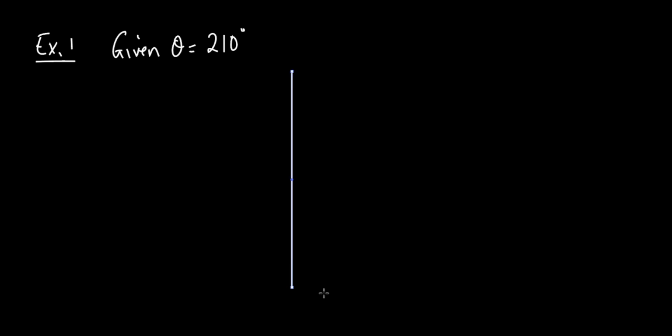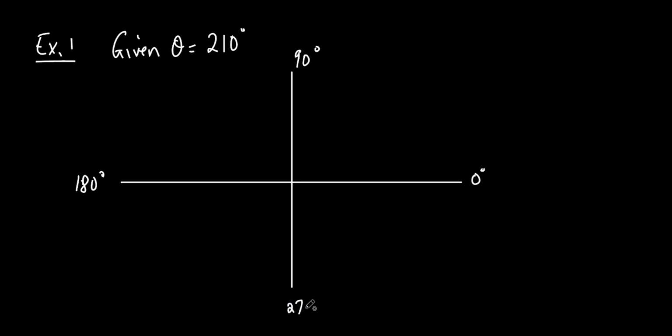So here's example 1. And they give you an angle. It's given that theta is equal to 210 degrees. So what we're going to do is first of all, it asks you to do 3 things. We'll just do one at a time. Okay? It asks you to draw the angle in standard position. All right? So we got to figure out, where is 210 degrees? Well, this is 0 degrees, this is 90 degrees, this is 180, and this is 270.